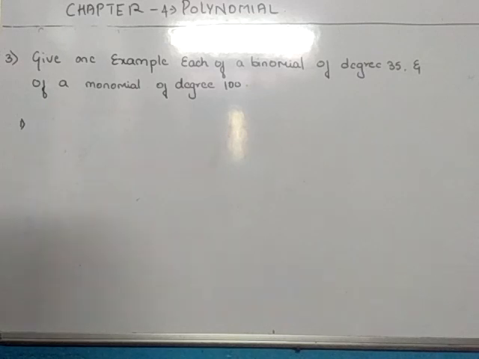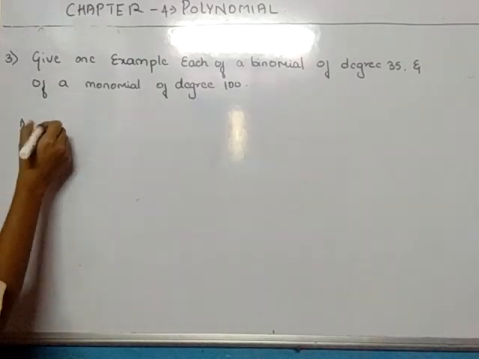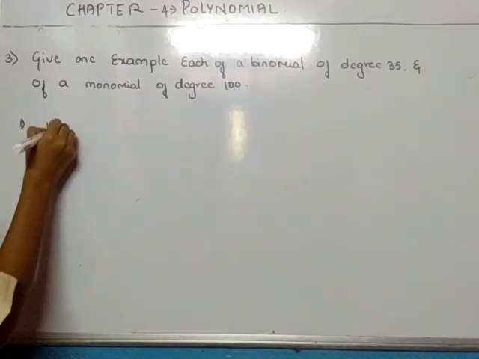Third one, give one example each of a binomial of degree 35 and of a monomial of degree 100. Here we have to give a binomial equation which has its degree as 35, right? So here we'll give an example for the binomial.